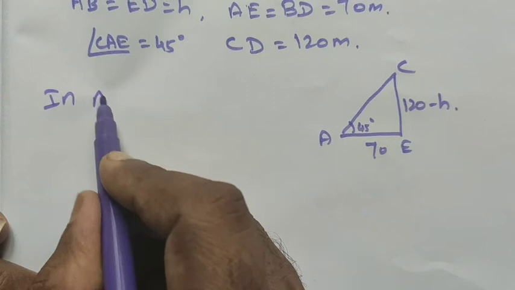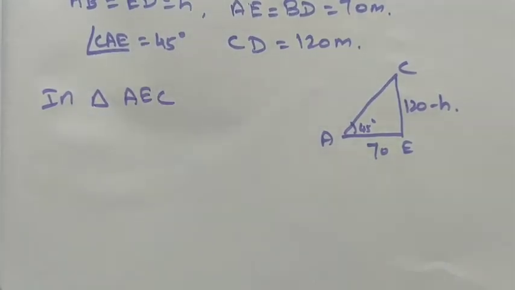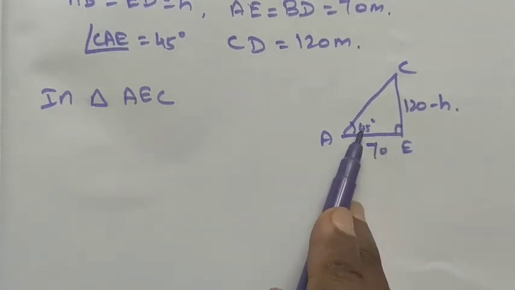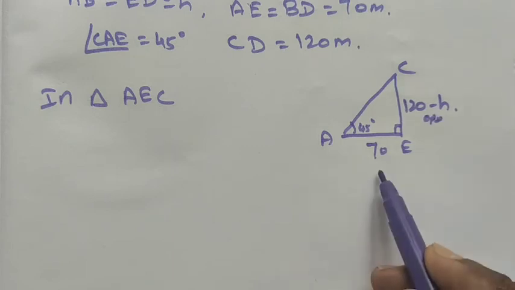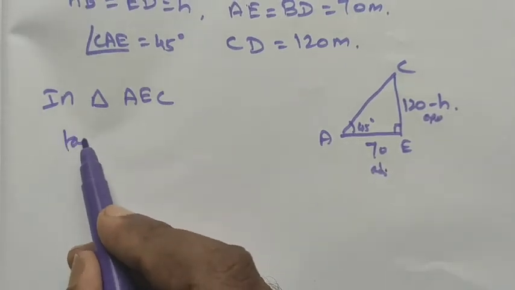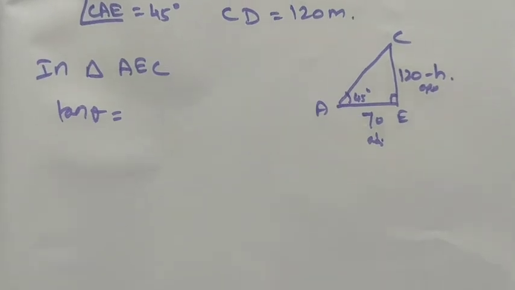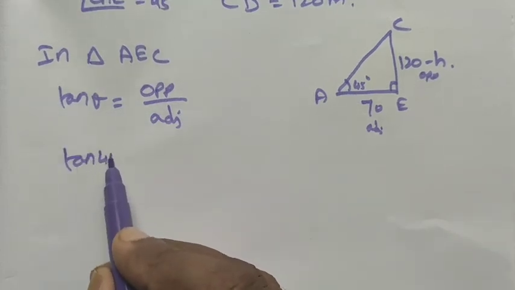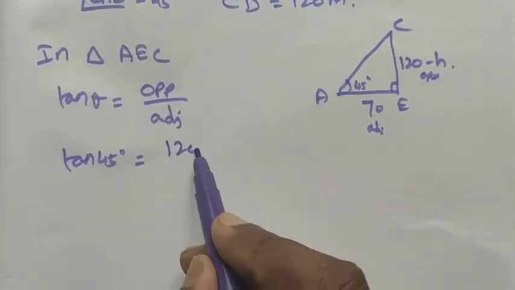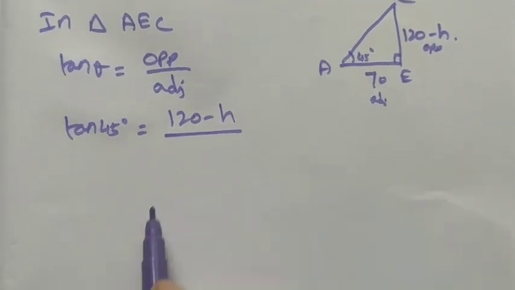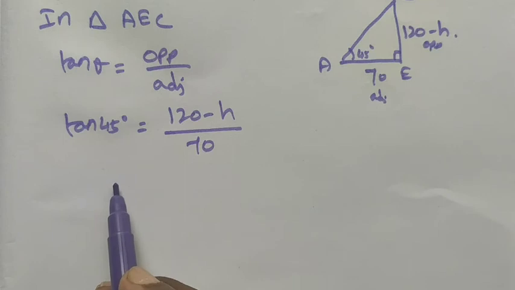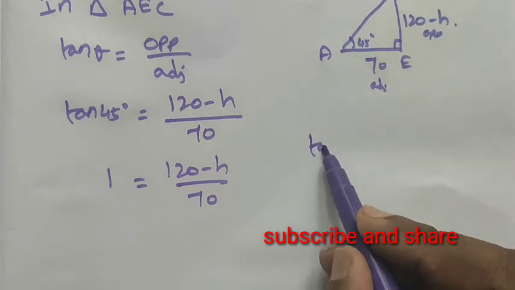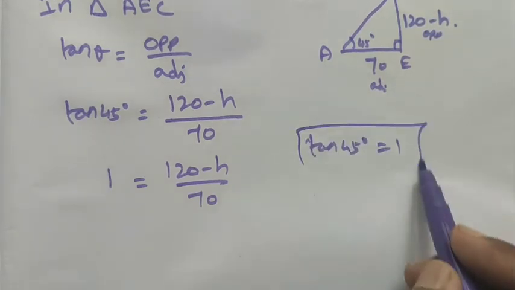So in triangle AEC, which is a right angle triangle, the angle is inclined here, so we use the opposite side and the adjacent side. The ratio of the opposite and adjacent sides is tan theta, opposite side divided by adjacent side. Here tan 45, since the angle is 45 degrees, is equal to the opposite side, 120 minus H, divided by 70. Tan 45 has the value 1.